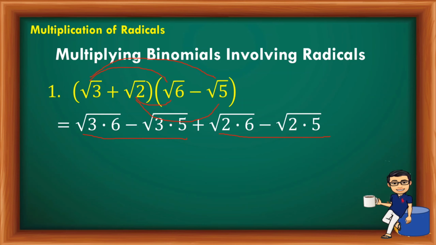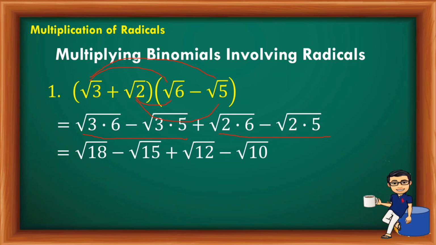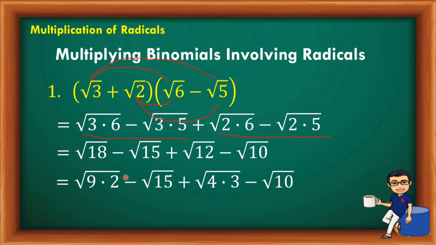Then we are going to perform the operation. And 3 times 6 is 18. Then 3 times 5 is 15. Then 2 times 6 is 12. And 2 times 5 is 10. Okay. Then simplify, kung pwedeng i-simplify na may perfect square. At ito yung factor ng 18: 9 times 2, 18. Perfect square ang 9. 15, wala na, mananatiling 15. 12 is 4 times 3, perfect square dito. Ang 10, wala naman na, so mananatili na siya dyan.